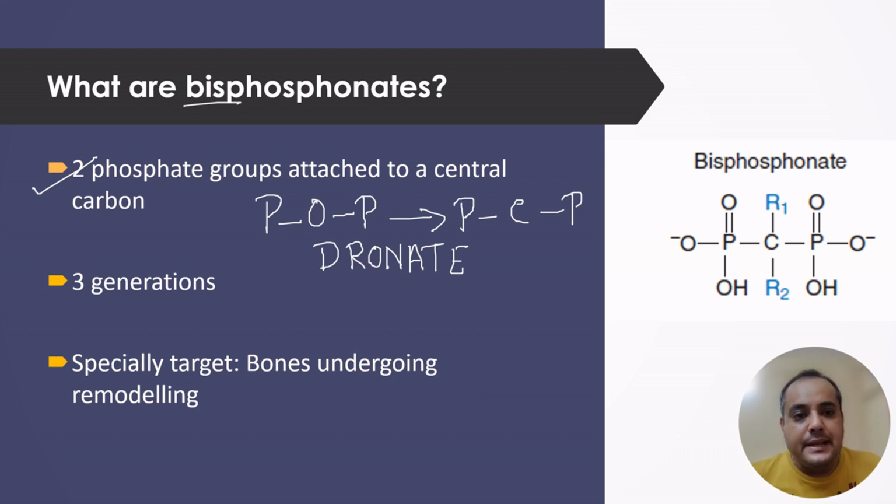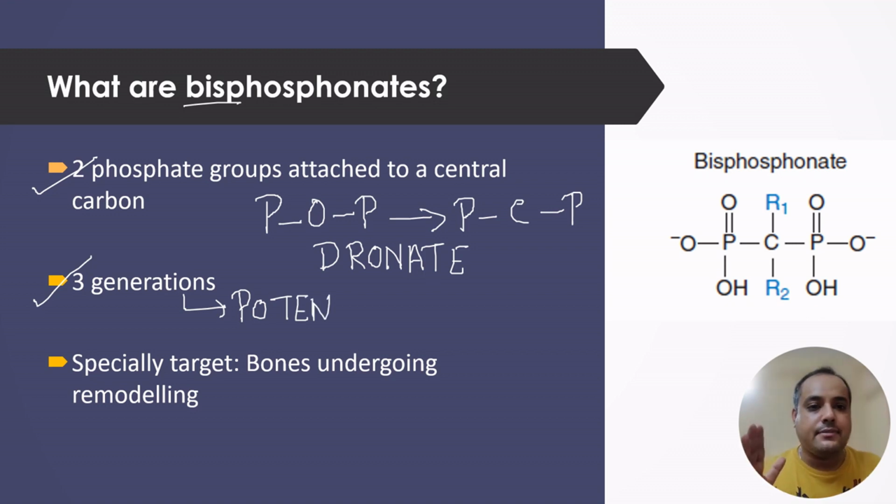Another thing to note is that bisphosphonates are divided into 3 generations. This classification is based on the potency as well. The first generation of bisphosphonates will be less potent. The second generation will be more potent than the first generation. And the third generation will be the maximally potent bisphosphonates.